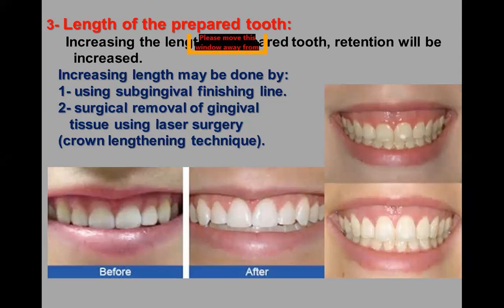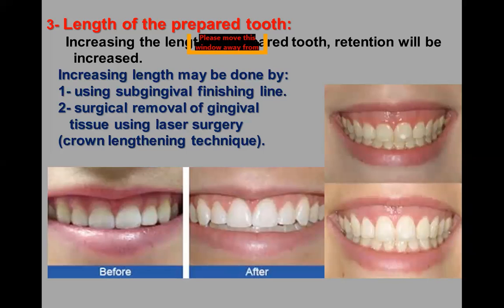First of all, by shifting or pushing the finishing line subgingivally, toward the gingiva, to have a longer preparation. This is a very easy way to make the preparation longer. Or, if it is possible, we can remove some of the gingival tissue by doing surgery, using laser surgery to control the bleeding. We call this a crown lengthening technique.